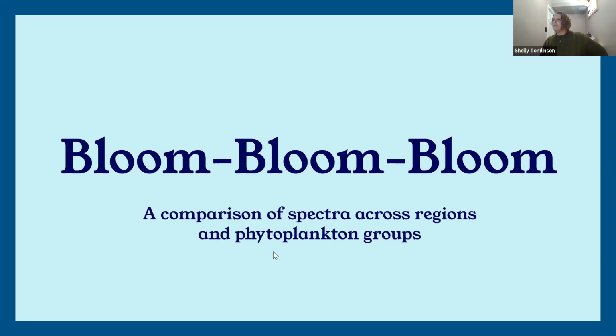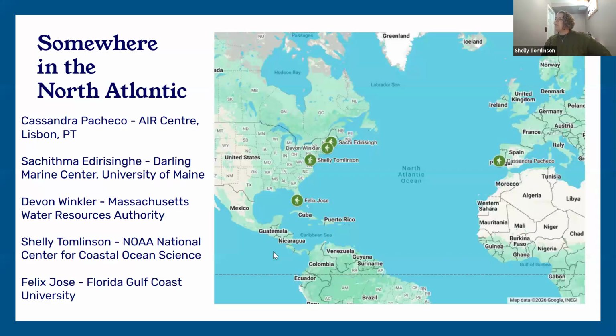I was part of the phytoplankton community composition group, but we chose to call ourselves the Bloom, Bloom, Bloom. Our goals kind of changed throughout the project, and so we're going to talk about a comparison of spectra across regions and phytoplankton groups. Because we're all located within the North Atlantic and crossing time zones, we chose to look at several coastal blooms in this region. I'm representing our group: Cassie, Sachi, Devon, Felix and I.